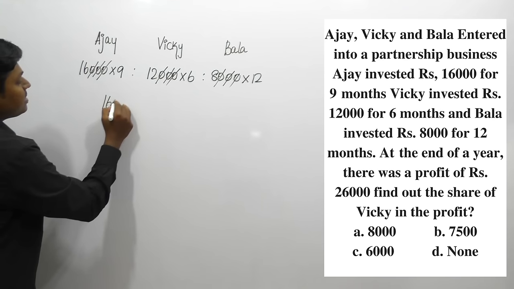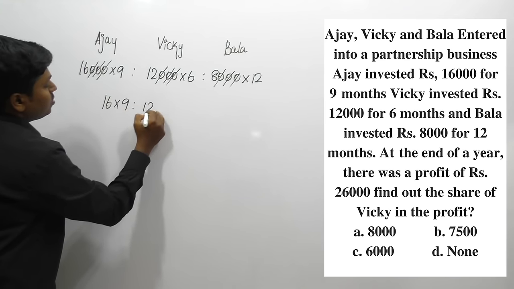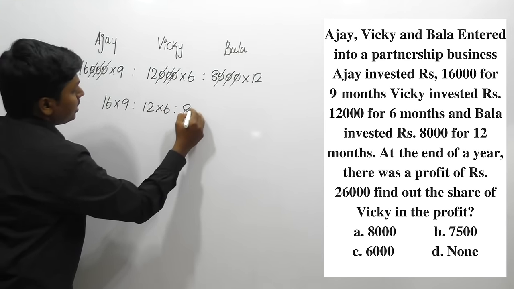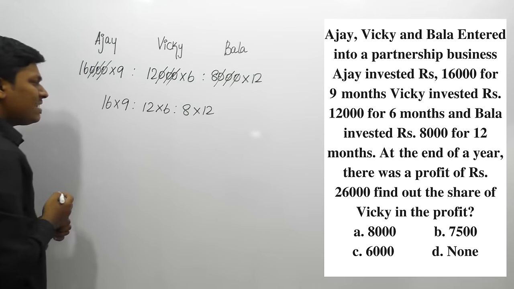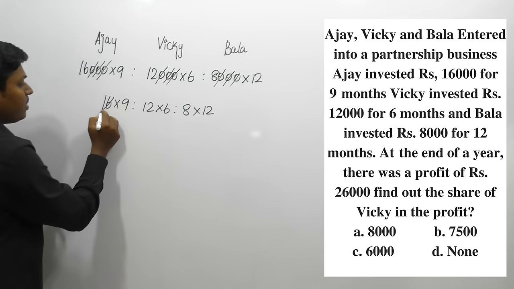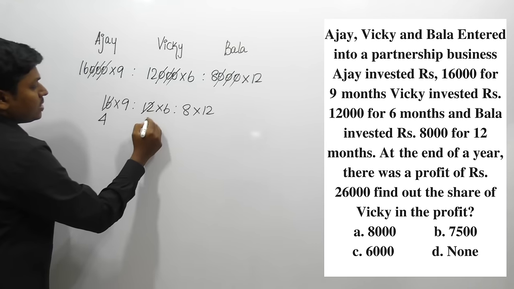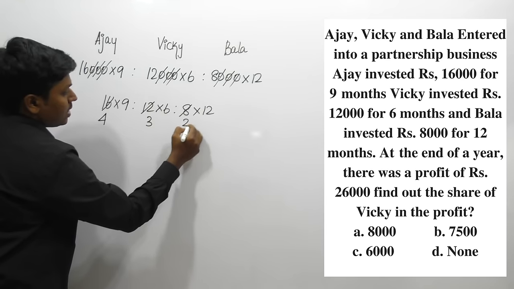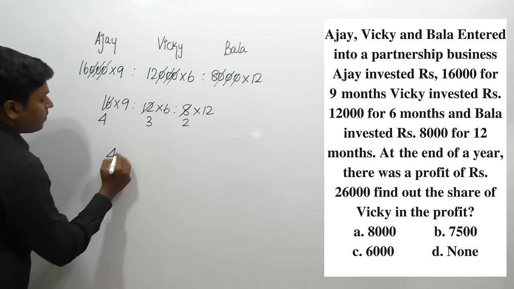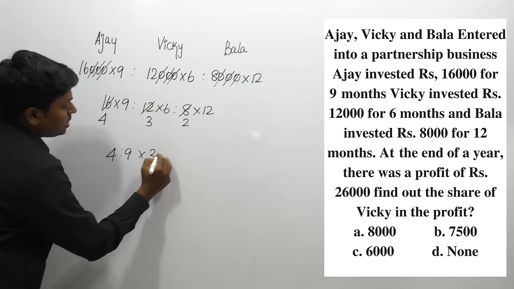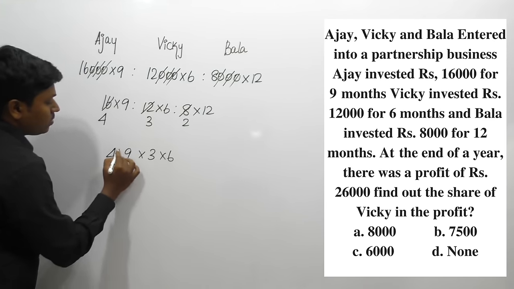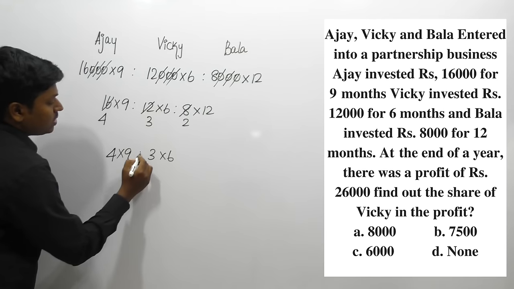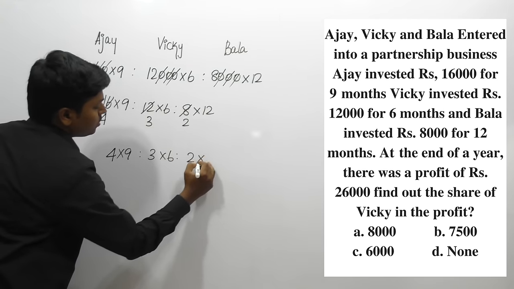So this can be written as 16 into 9 is to 12 into 6 is to 8 into 12. So I think we can cancel this on 4 table, friends. 4 4s are 16, 4 3s are 12 and again 4 2s are 8, right? So this can be written as 4 into 9 is to 3 into 6 and here it is 2 into 12.